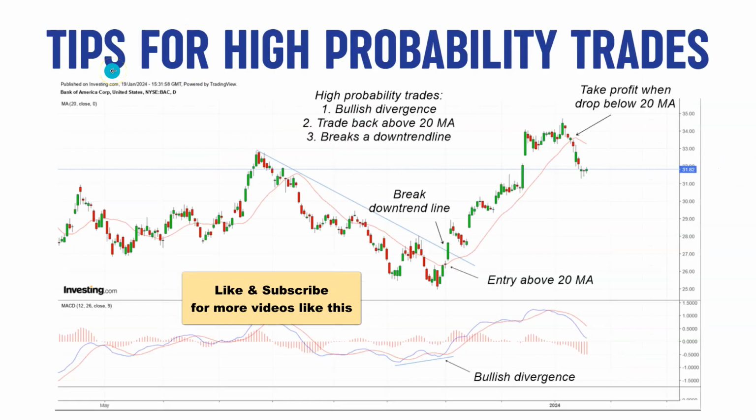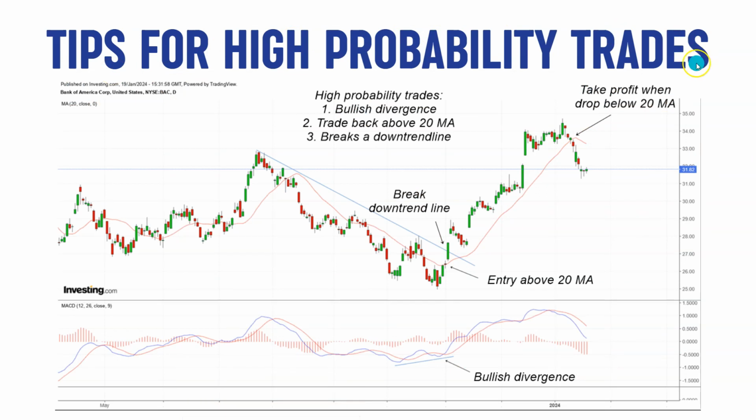Now here are some tips for high probability trades. I have 3 tips for you. This is Bank of America which we saw just now. Now number 1, if you see a double bottom happening, try to look for a bullish divergence in indicators. You can use indicators like the RSI, the stochastics, or the MACD.